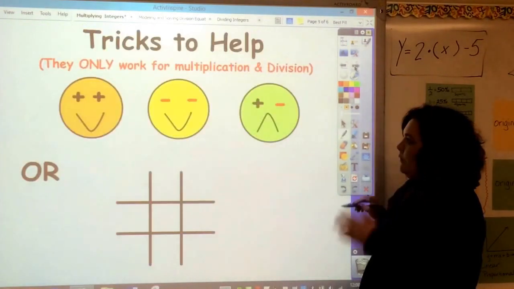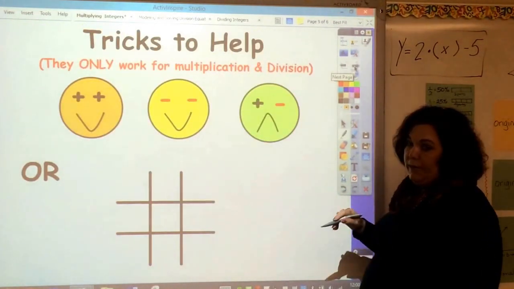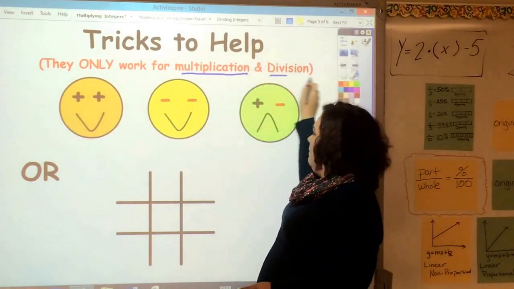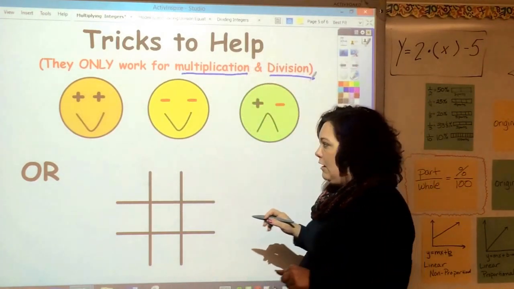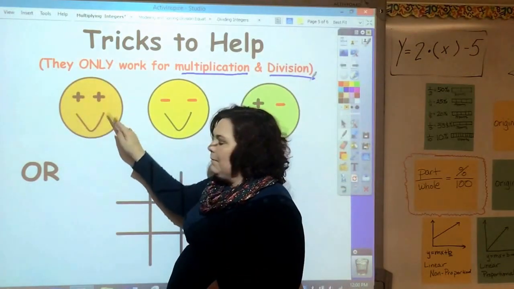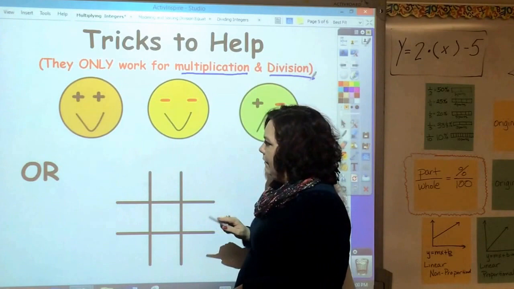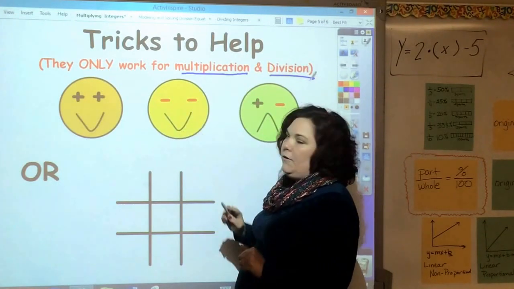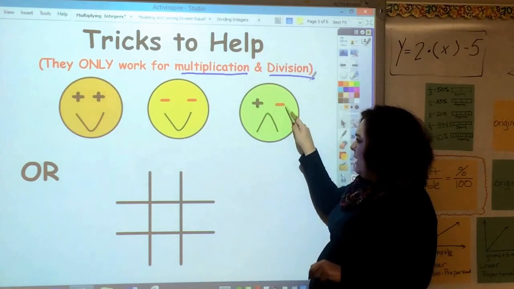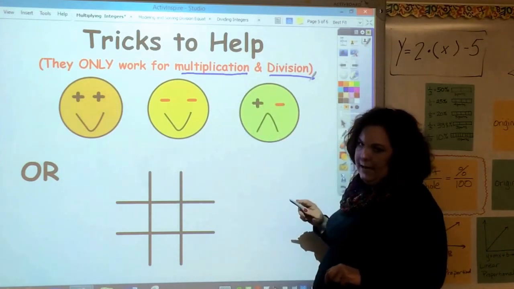Now, there's a really cool way to help you remember these, but they only work for multiplication and division. Don't use it for addition and subtraction. So you've got a smiley face: 2 positives, smile, positive. 2 negatives, smile, positive. A black eye: negative, frown, negative.